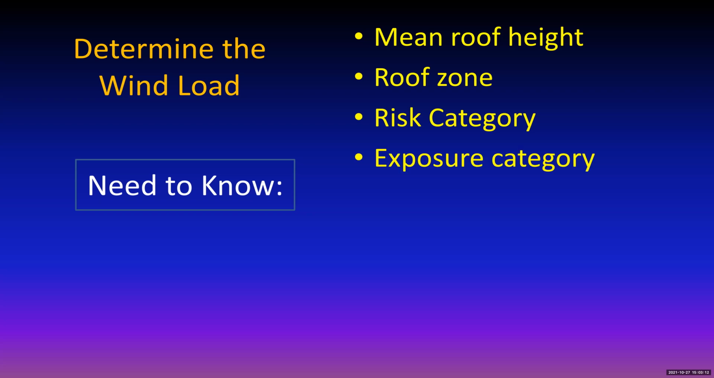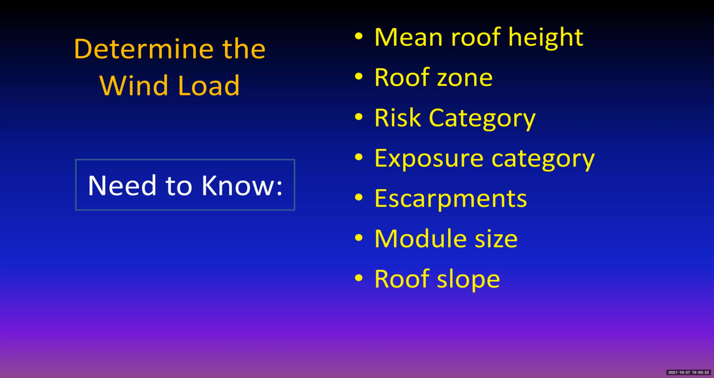Exposure category. This is, are you in the middle of an open field, or do you have trees and other houses around you? There are 3 exposure categories. Escarpments, that means hills. Size of the module: anything smaller than 20 square feet, there's more pressure on that than if you exceed 20 square feet. The slope of the roof makes a difference. The speed of the wind, of course, makes a big difference. The pressure is proportional to the square of the wind speed. So that means that a 141 mile an hour wind has twice as much wind pressure as a 100 mile an hour wind. Okay, so that's what you need to know.